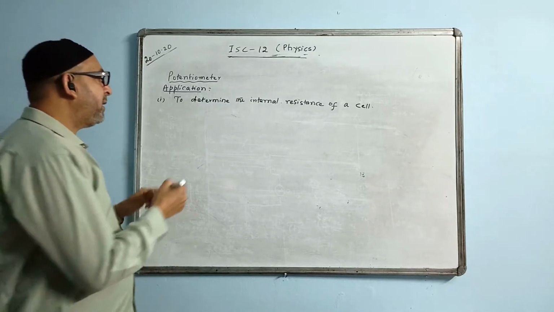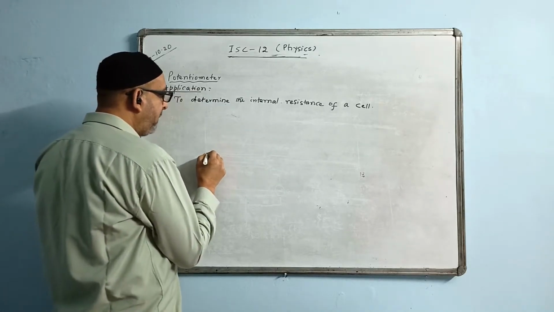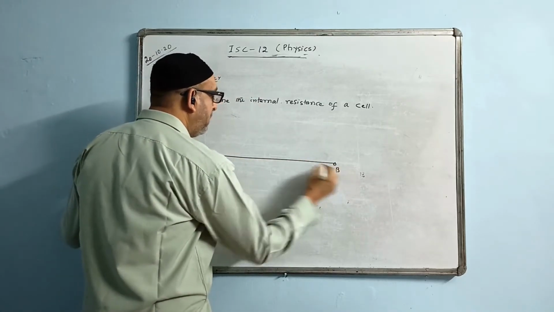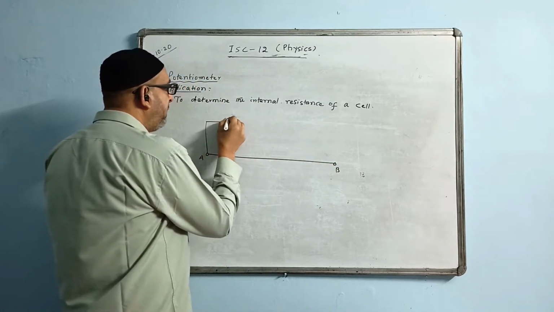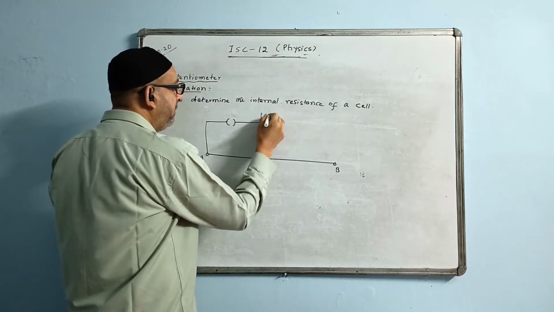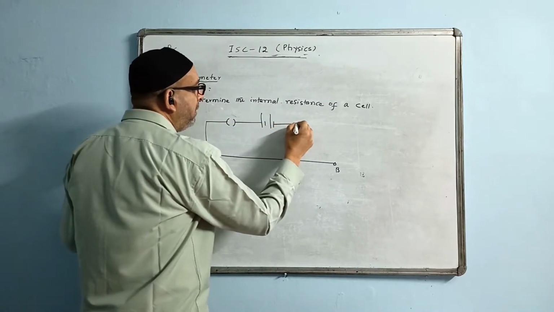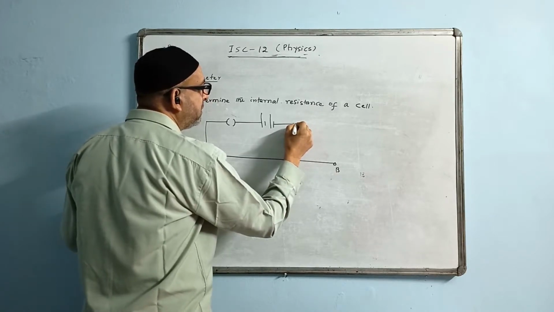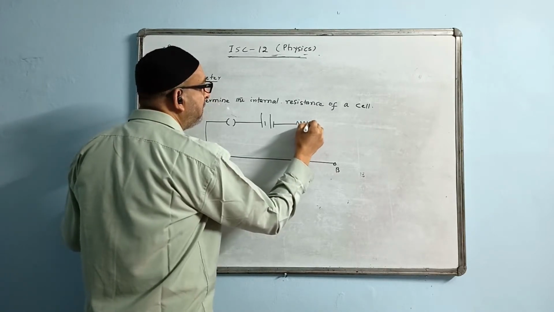So for this the diagram will remain the same. The upper part will not change, we will keep it the same. This is A, this is B, and now we have a key and a driver cell here. Here you may or may not have a resistance. If we show a resistance over here, it's okay.